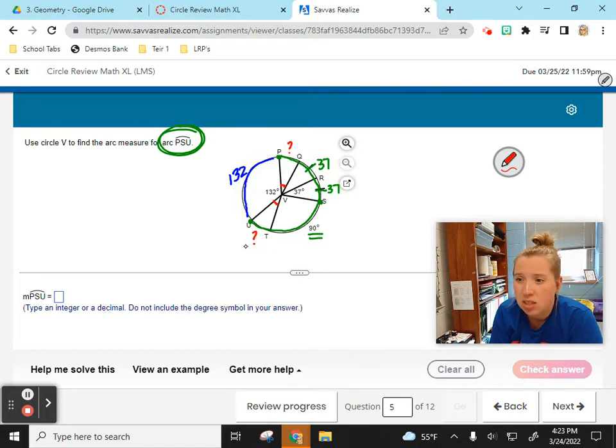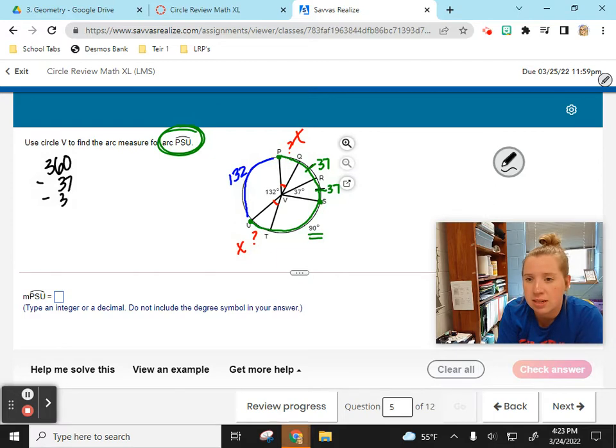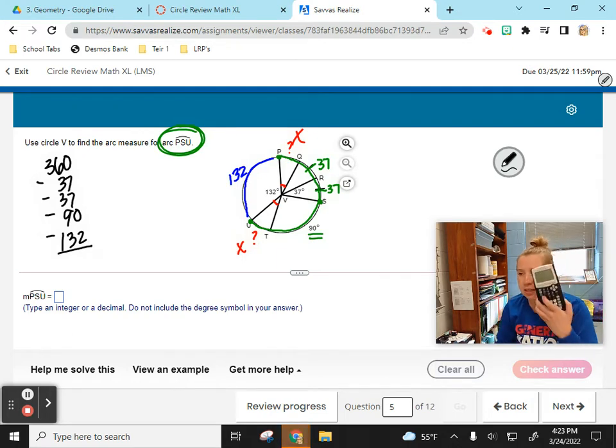This is a question mark. I'm going to call it X. This is a question mark. I'm going to call this one X. And now I can use my whole circle that I know is 360 degrees, and I'm going to subtract everything that I know. I'm going to subtract 37, twice actually, and 90 and 132. I've got my calculator sitting next to me, so I'm just going to type all of this in. And I get 64 degrees.